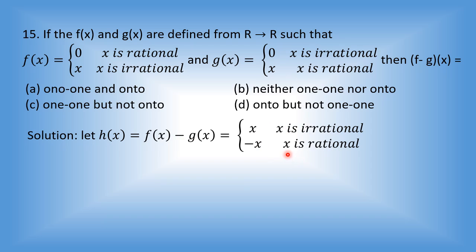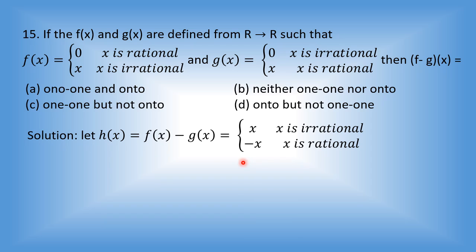And note that the function h of x is clearly one-one. That is, for every irrational number there is a positive number, and for every distinct rational number there is a distinct negative number. So clearly h of x is one-one. Similarly, this h of x is onto.